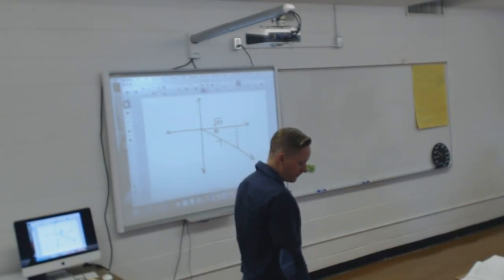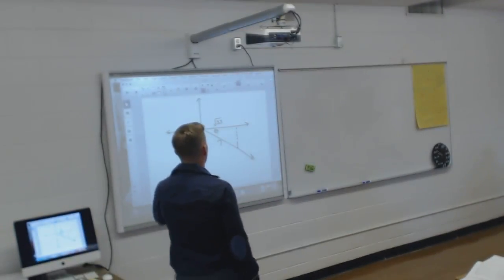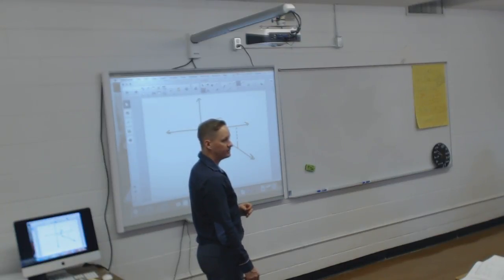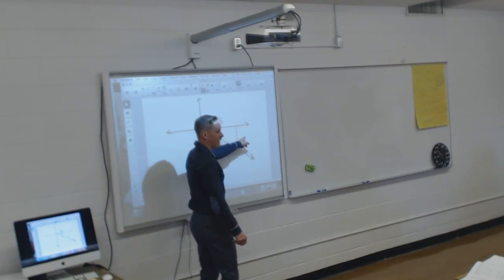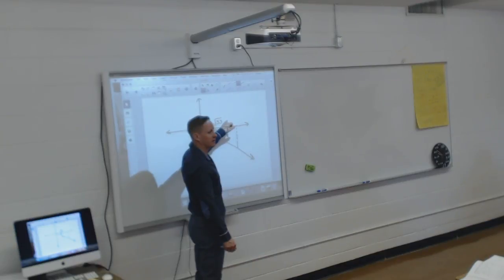It asks us to determine the exact values of the other two trig ratios. So I need to find the other two trig ratios. In order to find the other two trig ratios, what do I need to find? Opposite. I need to find this right here, right? Which is this squared, subtract that squared, and then the square root.